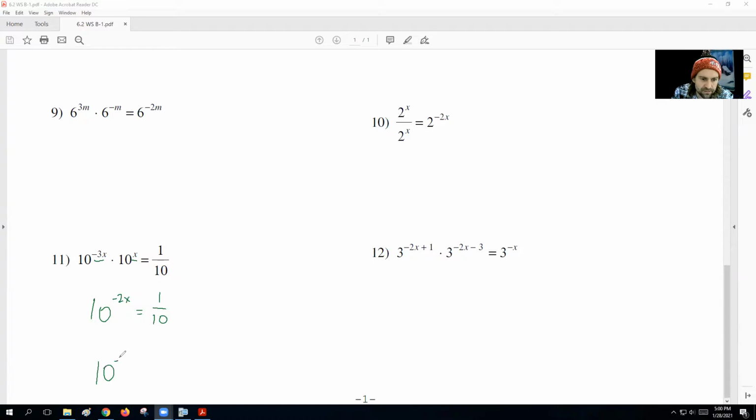Now, if we remember, 1/10 is a fraction, so it's going to be 10 to the negative, and then 10 is to the first power. So this is 10 to the negative first power. Our bases cancel out, and so we have a problem that's negative 2x is equal to negative 1. We can divide negative 1 by negative 2, and we would get positive 1/2, and that's it.